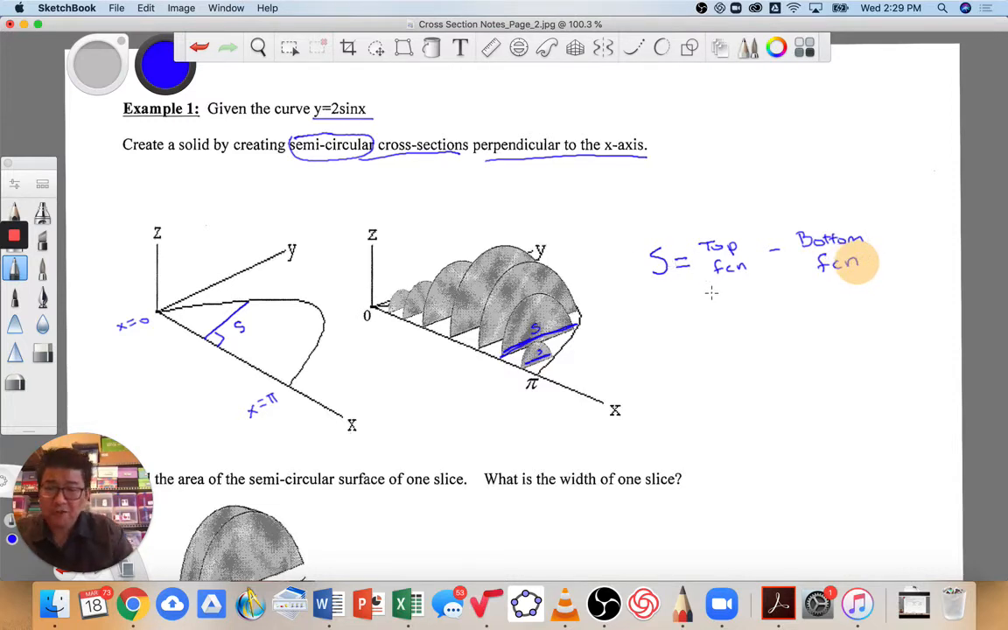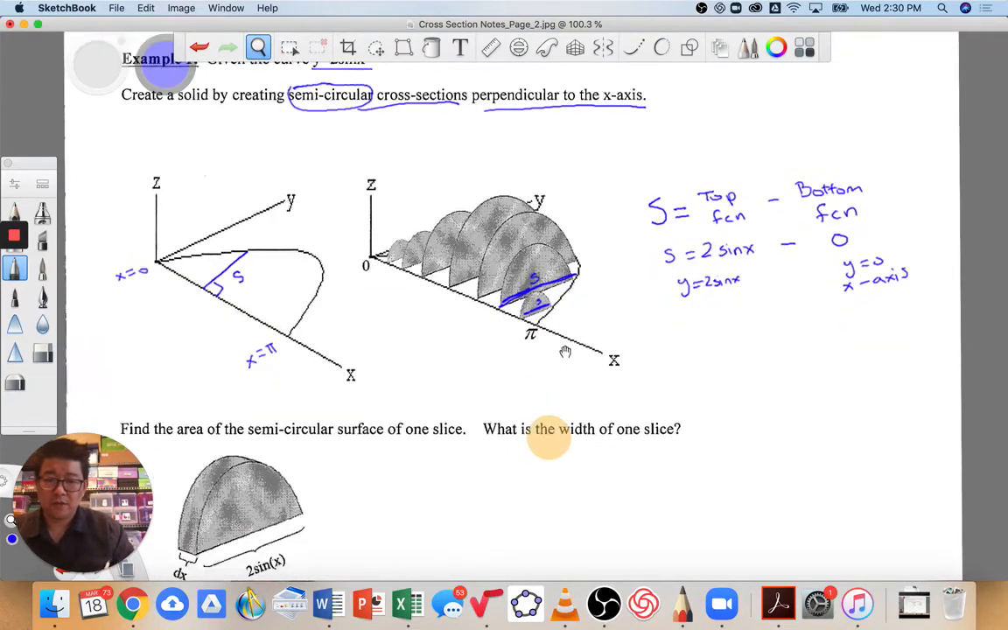The top function in this case is 2 sine x, and our bottom function is going to be 0. Remember, this is y equals 2 sine x, that's one equation, and this one is y equals 0, which is the x-axis. So this is what S is equal to, 2 sine x.